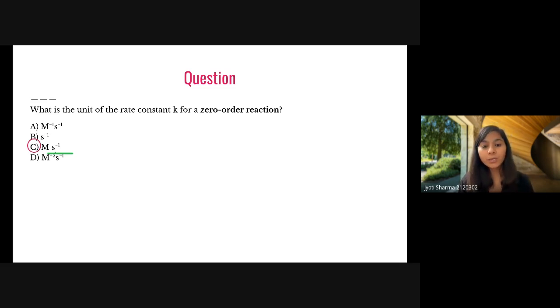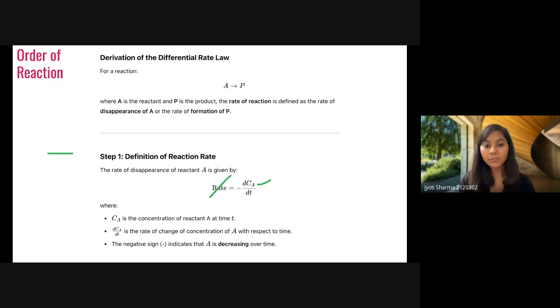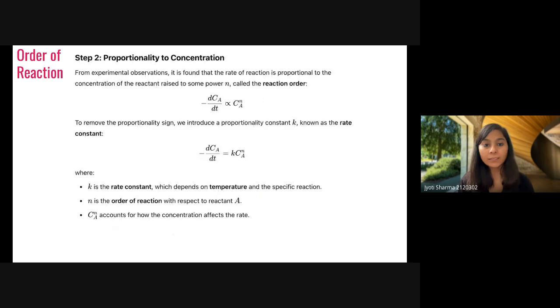So how can you do this? Rate is equal to the change in concentration of any chemical species. So if the concentration of reactant A is Ca, and it is changing with time, then this will give you the rate, right? And negative means A is decreasing over time. The next thing is that this change in the concentration of A with time is proportional to the concentration of A raised to power n. And this power n is nothing but the reaction order.